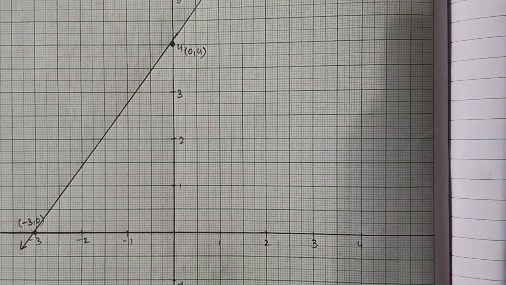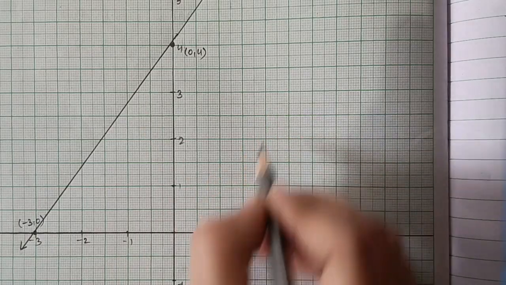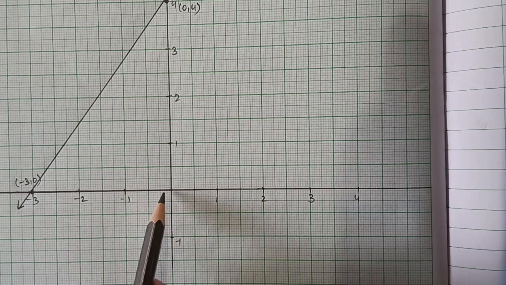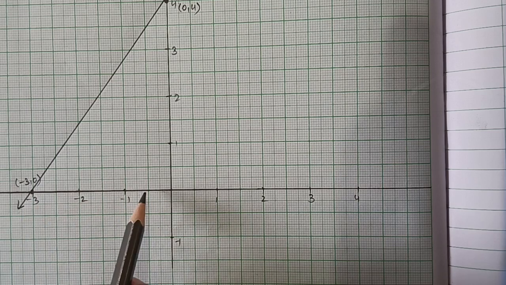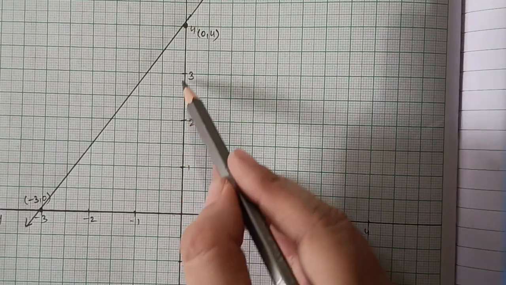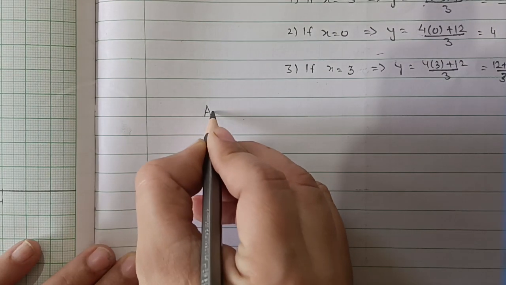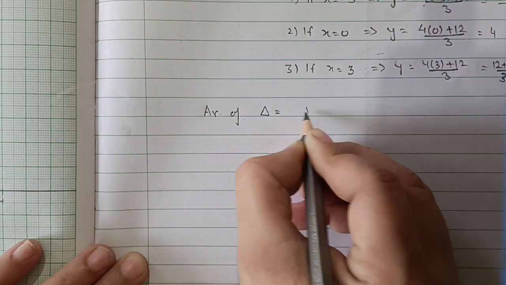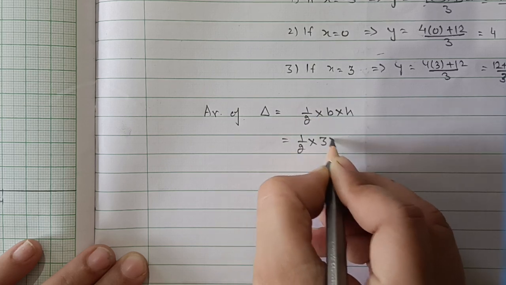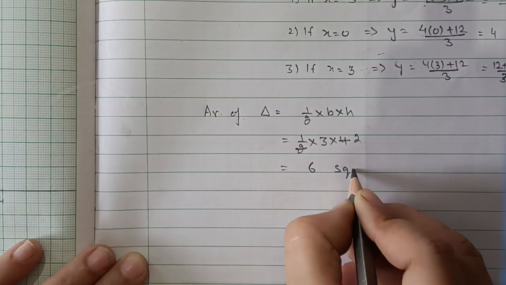Then we have to find the area of this triangle which is formed by these two axes and this line. So for the area of this triangle, we will apply the same formula, half base into height. Base you can see here is 3 unit in the left direction and height is 4 unit: 1, 2, 3, 4. So area of triangle is equal to half base into height. Base is 3 and height is 4. Cancel out, and 3 into 2 is 6 square unit.